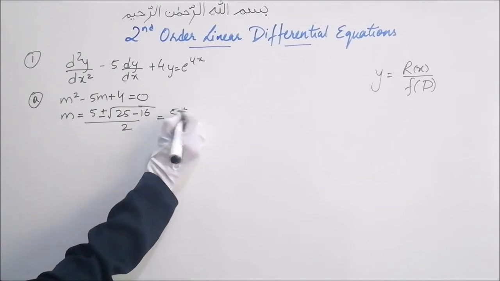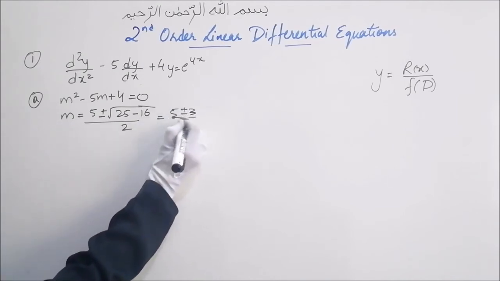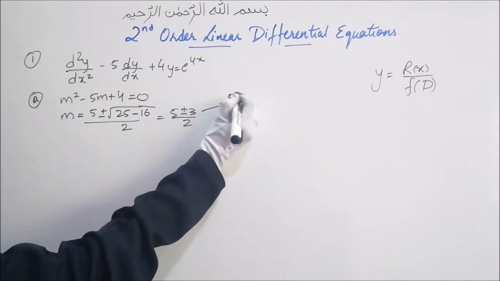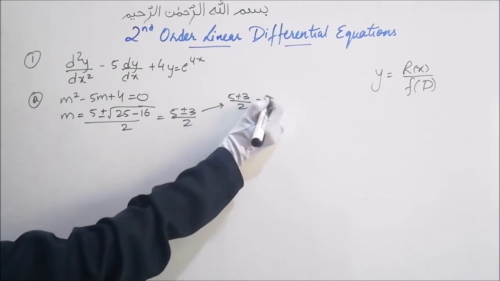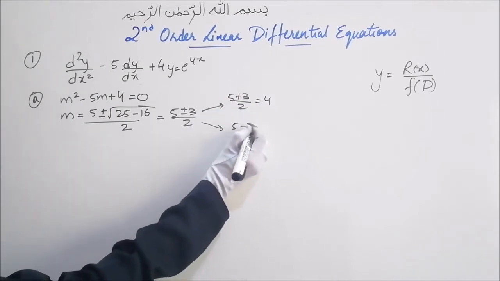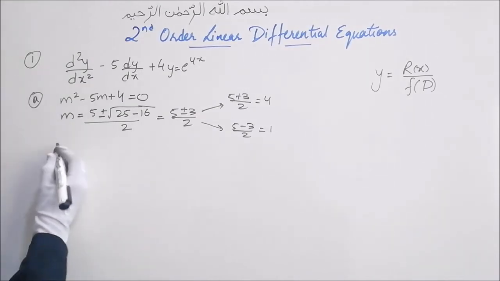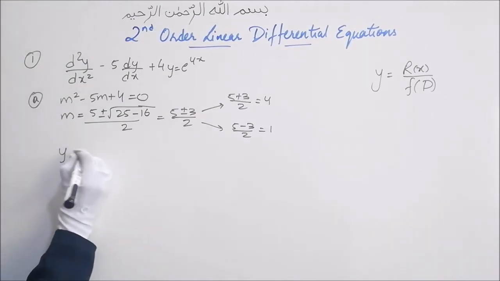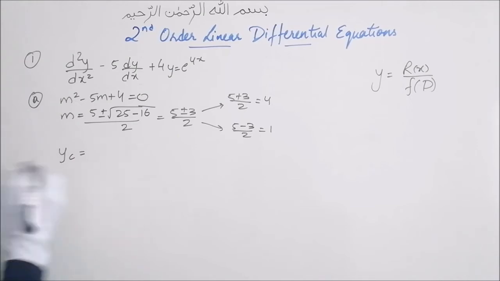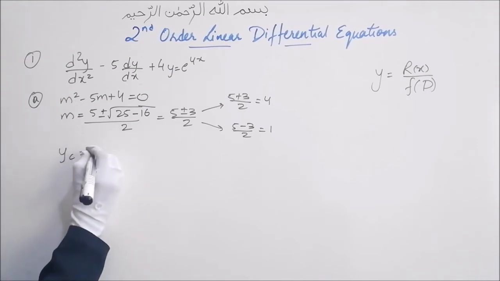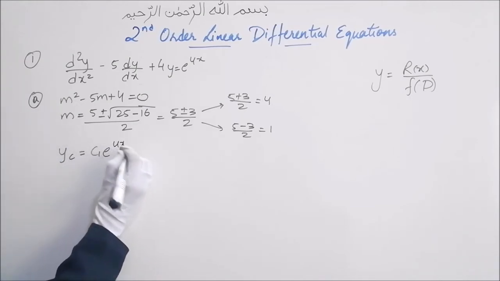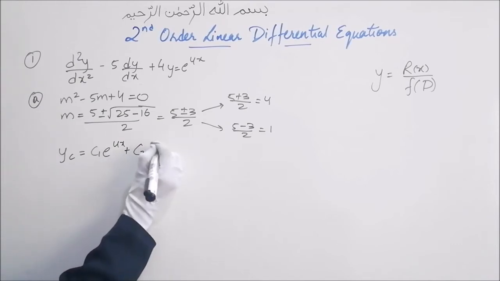That will be 5 plus minus 3 by 2. There are two solutions now. 5 plus 3 by 2, 8 by 2, that is 4, and 5 minus 3 by 2, that is 2 by 2, which is 1. Therefore, the complementary function yc will be equal to c1 e raised to 4x plus c2 e raised to x.